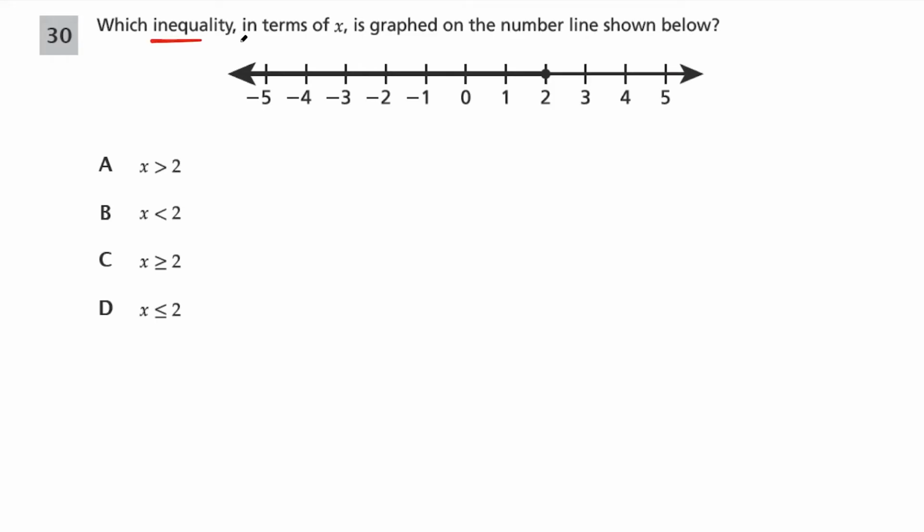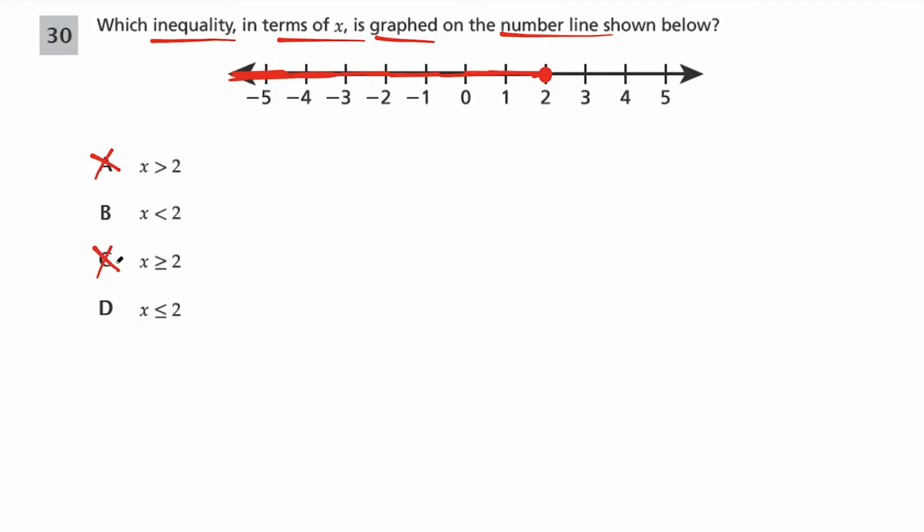Question 30, which inequality in terms of x is graphed on the number line shown below? So what I'm seeing right away is that we have a solid point here at 2, and then everything to the left of 2 is shaded on this number line. So which inequality would model this? Well, notice everything to the left of 2 is everything less than 2. So we need something that says x is less than 2. So choice A is out because that says x is greater than 2.